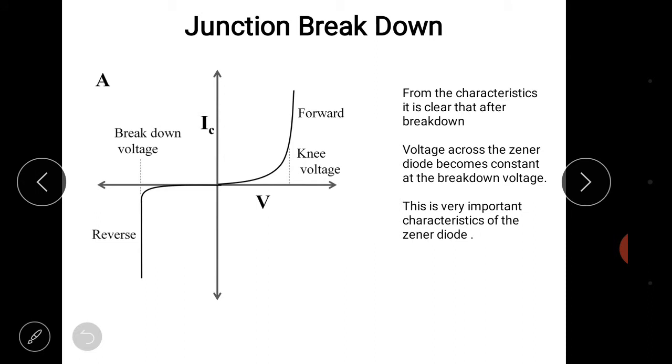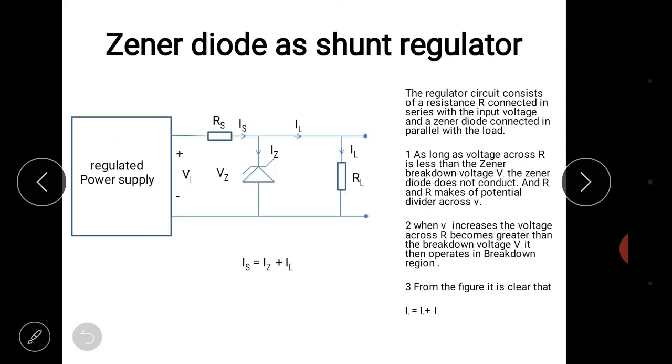From the characteristics, it is clear that after breakdown, the voltage across the Zener diode becomes constant. This is a very important characteristic of the Zener diode. Now let us investigate the Zener diode as a shunt regulator.